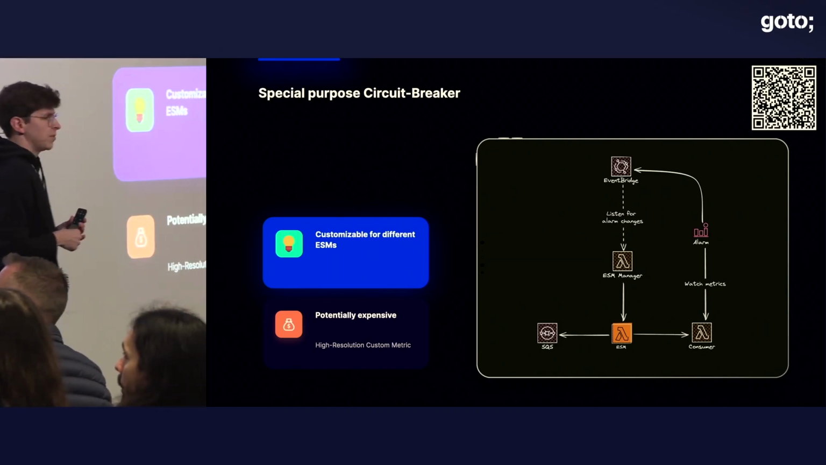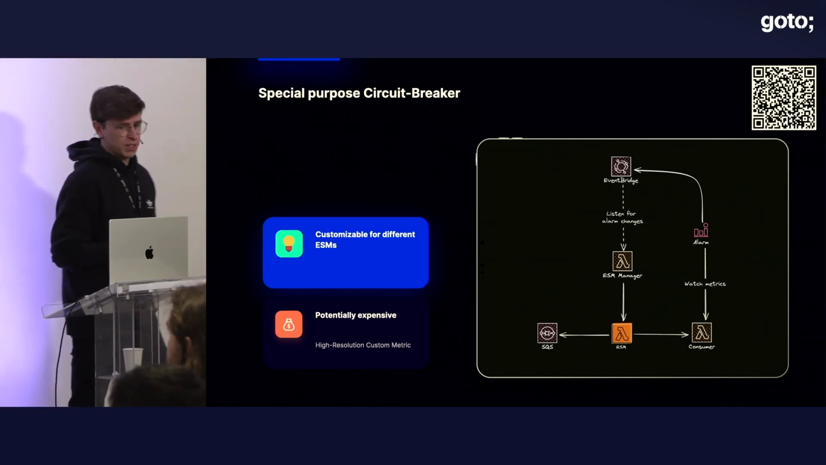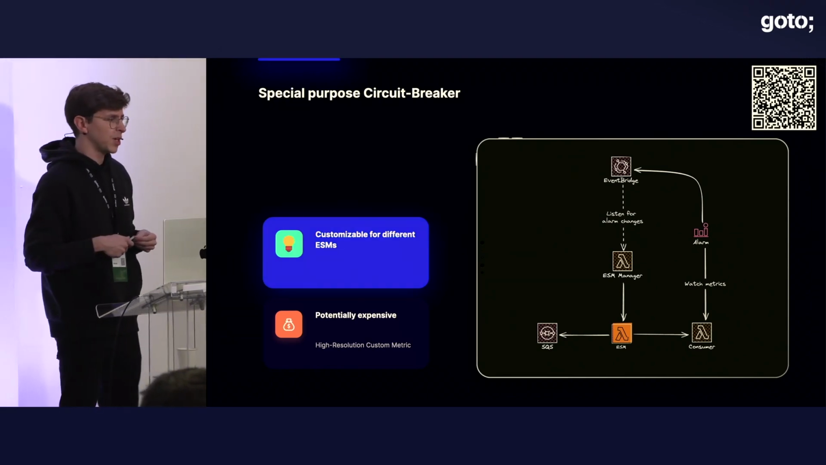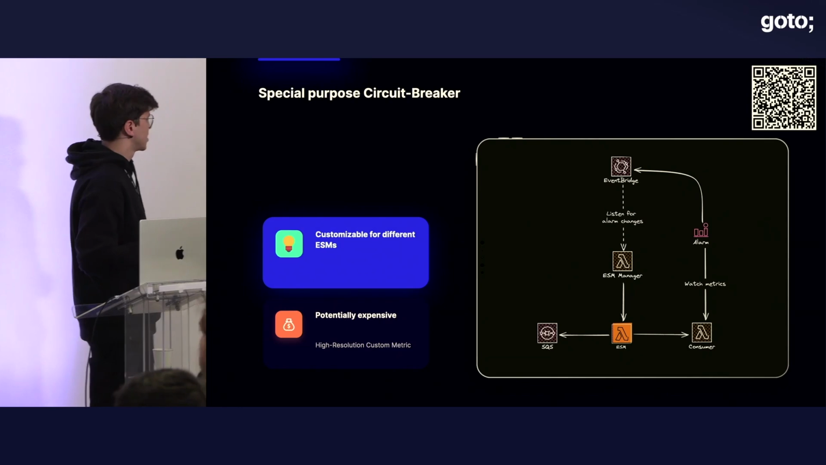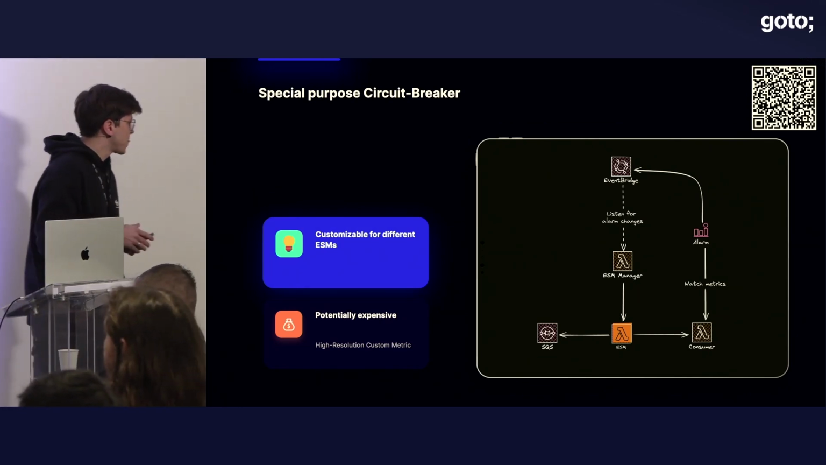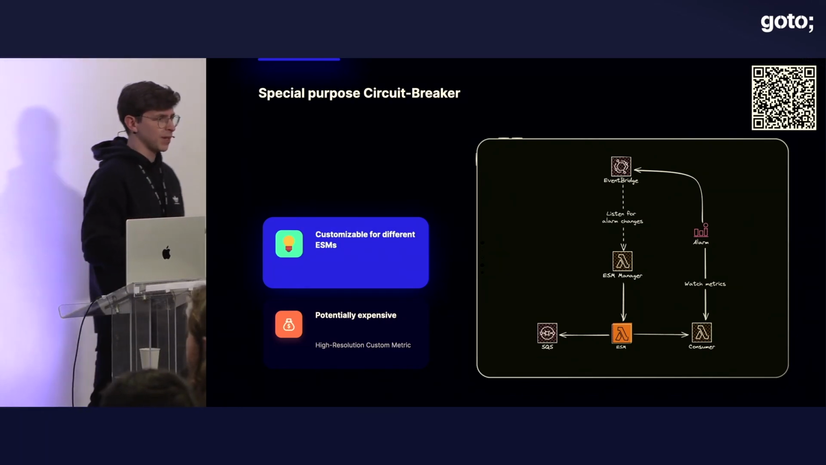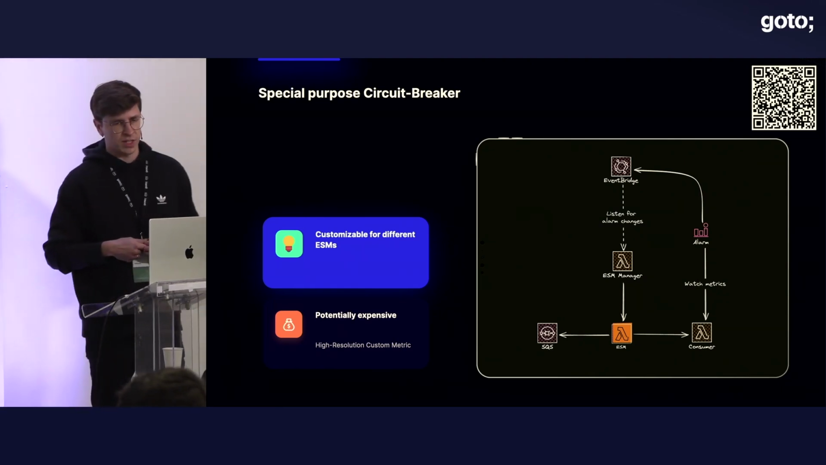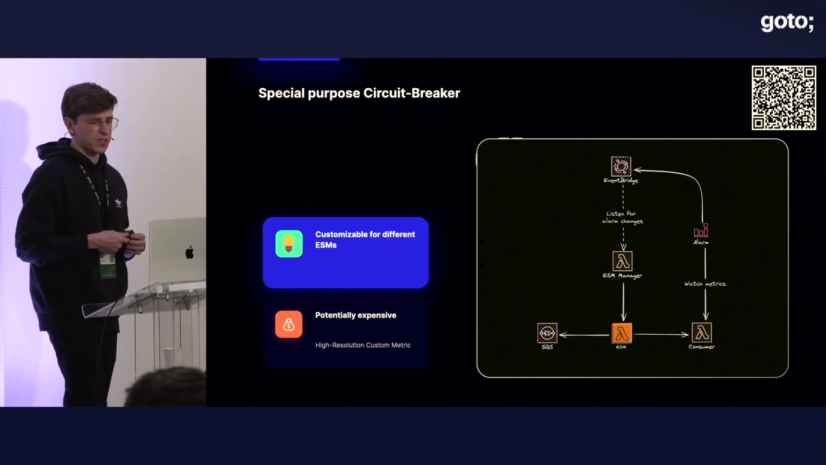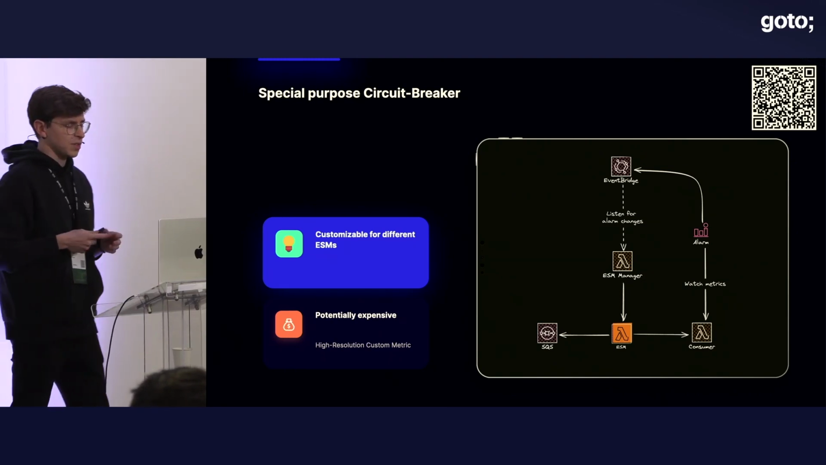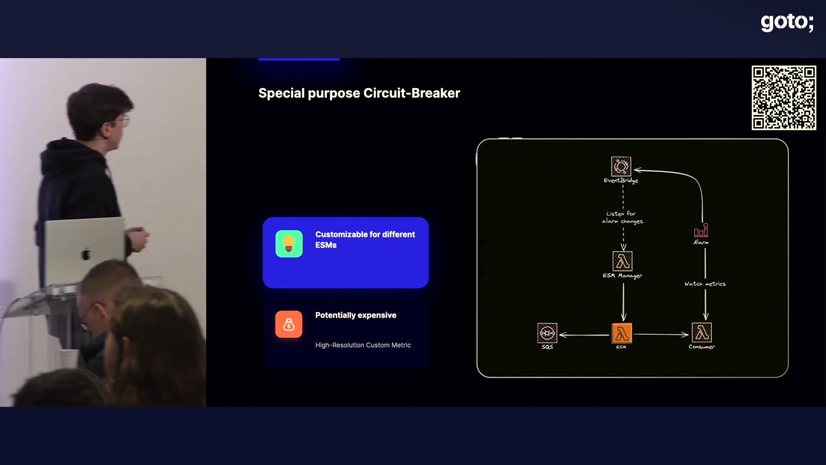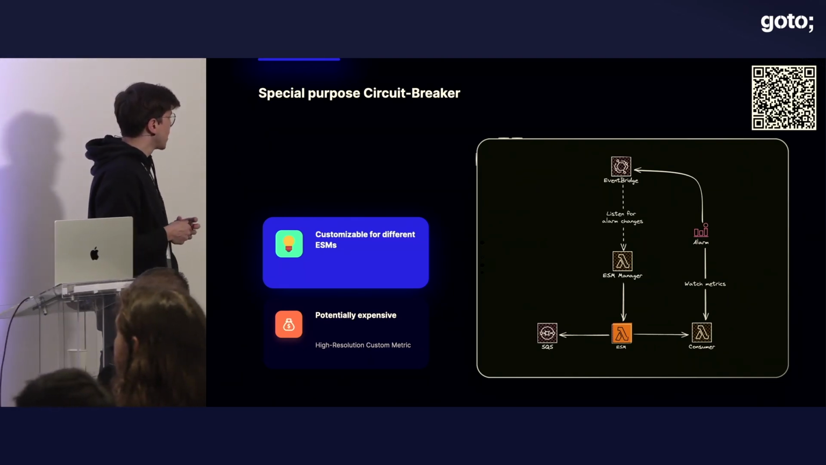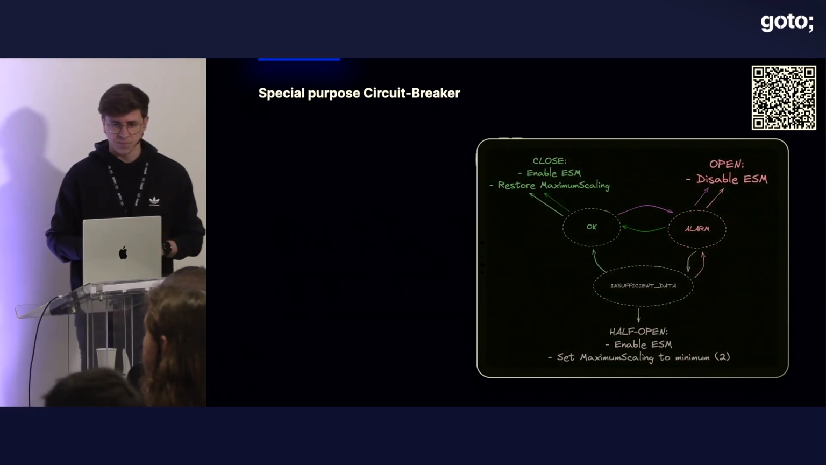There's another way that we can do it, and it is what I call special purpose circuit breakers. So it works in a way that we are implementing our circuit breaker by manipulating our event source mapping. So basically we are observing metrics that are emitted by our Lambda function. They can be picked up by EventBridge, and then we can run a Lambda that will modify our event source mapping. There is one risk here that it can be potentially expensive in case that we are not using the metrics that are given to us by AWS for free, in the high resolution, but if you want to have some custom metrics.